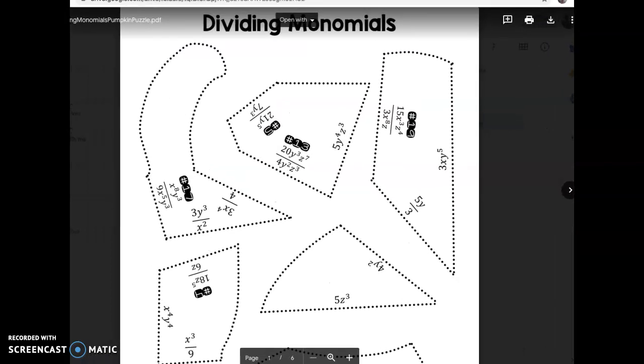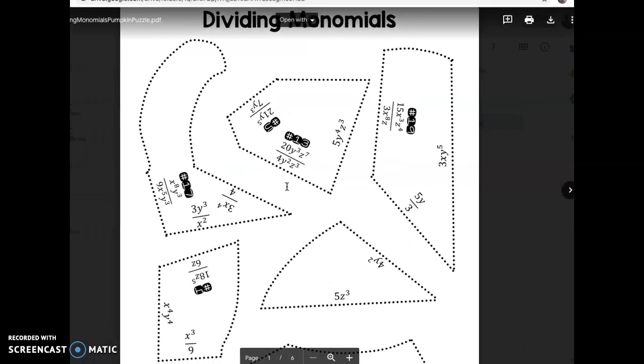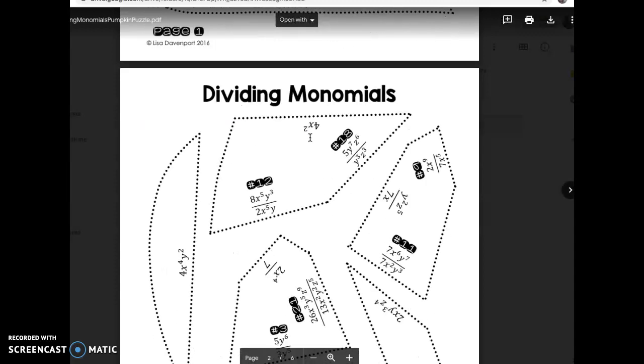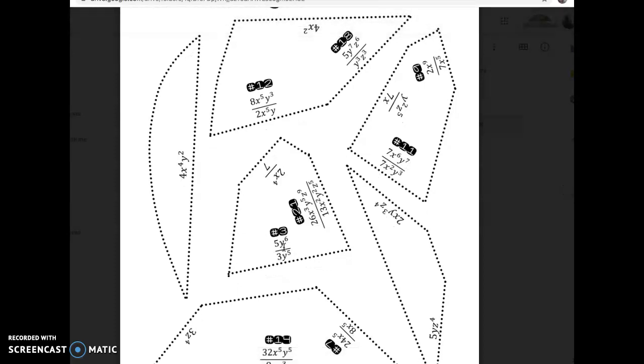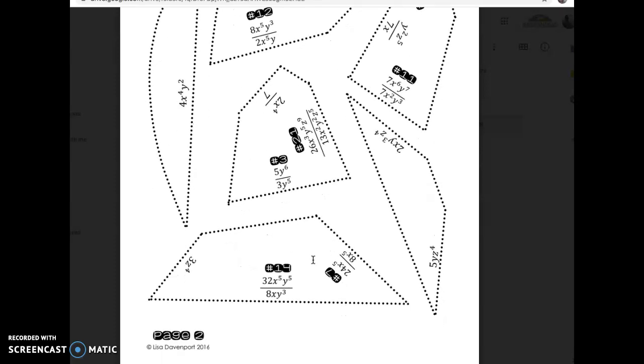But what I'm going to have you do now is this activity. You may not finish this today, and that's okay. But there's a bunch of puzzle pieces. You cut them out. And so like this one, for example, I know I'm going to have to, 5 divided by 3 is already simplified. But I'm going to have to subtract these exponents. So this should be 5 and y to the first power over 3. And so what I'll do is I'll look for that answer somewhere.